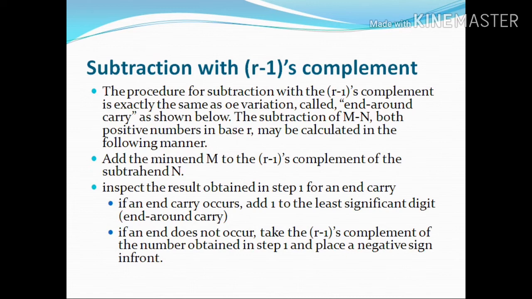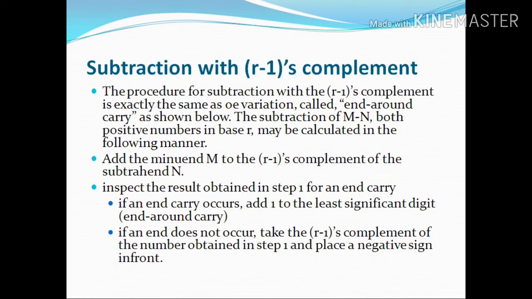Now subtraction with the r minus 1's complement. The procedure of subtraction with the r minus 1's complement is exactly like the r's complement, but with one variation. It is called end around carry, as shown below. Here, subtraction of M minus N, both positive numbers in base r, is calculated by adding M, that is the minuend, to the r minus 1's complement of the subtrahend.